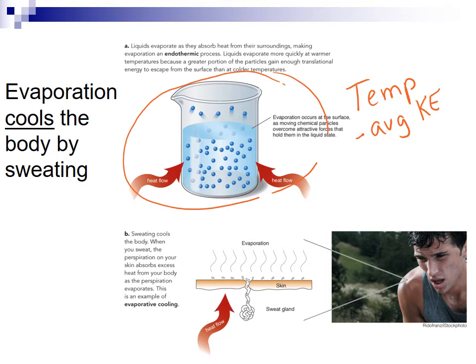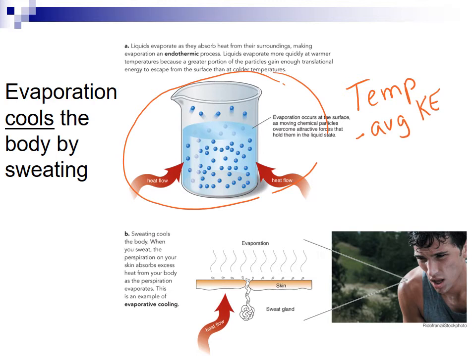And so it turns out their temperature is going to be lower. Now, our body actually uses this idea to help control our body temperature. We're going to use sweating as an example of that. So if you're working out, if your body starts to get overheated, the body starts producing sweat.